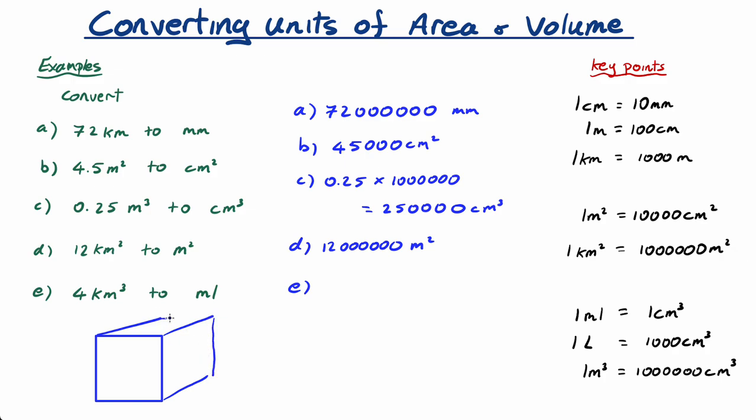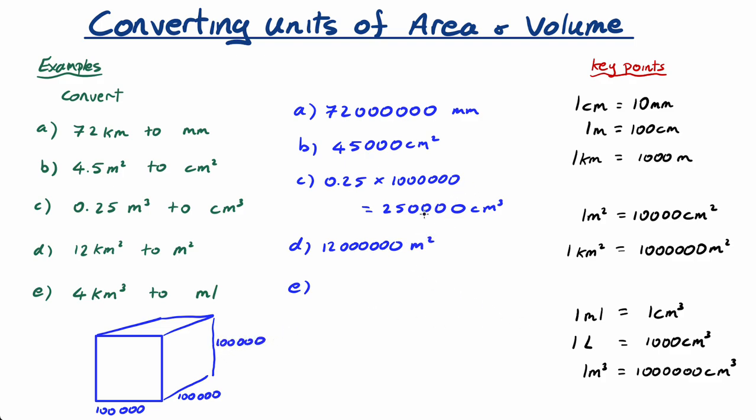So this is a kilometer cubed. If it's a kilometer, how many centimeters? How many centimeters in a kilometer? Well, there's 1,000 meters and there's 100 centimeters in a meter. So a kilometer has 100,000 centimeters. That's 100,000 centimeters, and that's 100,000 centimeters.